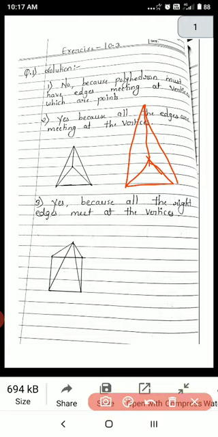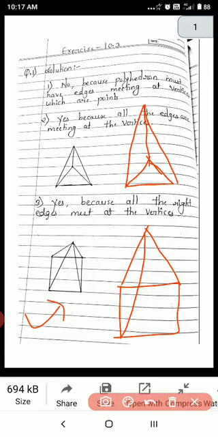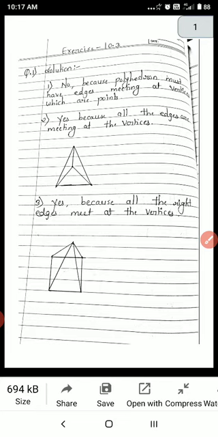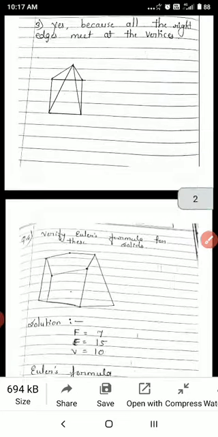Now a square and 4 triangles. It means one will be a square and 4 will be triangles. So yes, it is also possible. See the diagram of how to make it. Make a square first of all. Then extend its vertices. Here is one triangle, then the second triangle, the third triangle, and this will be the fourth triangle.